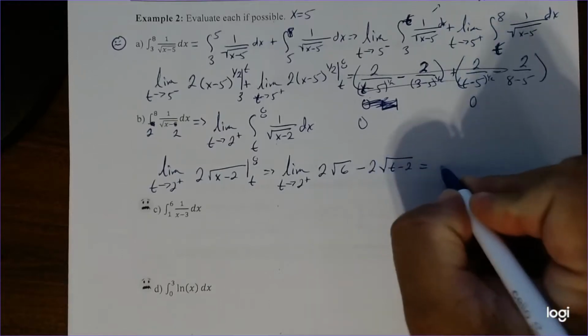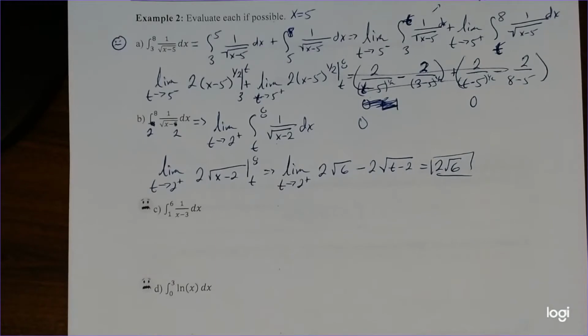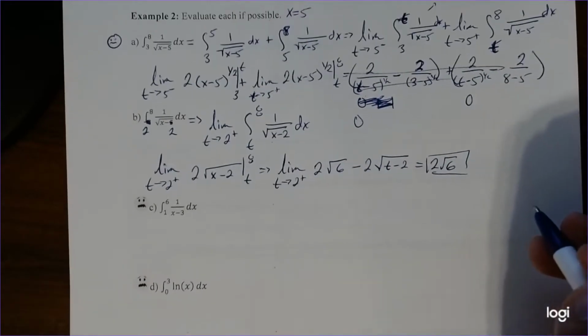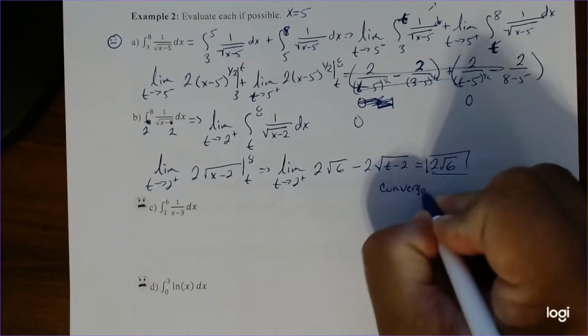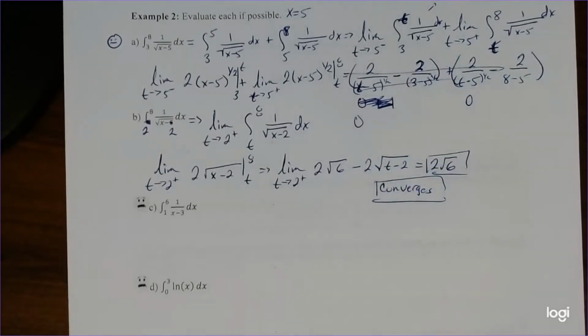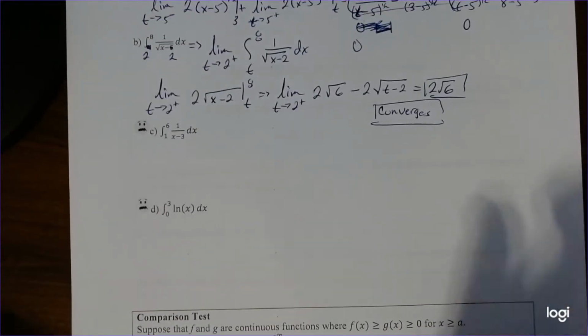With 2 radical 6, which again converges. Now, these will look like horrible questions, but it's actually just trick questions based off that, and you'll see why.